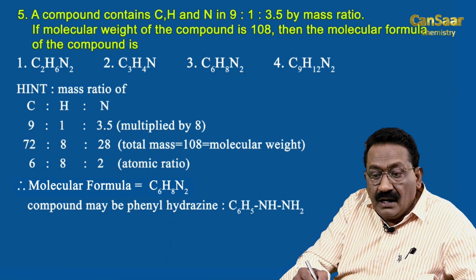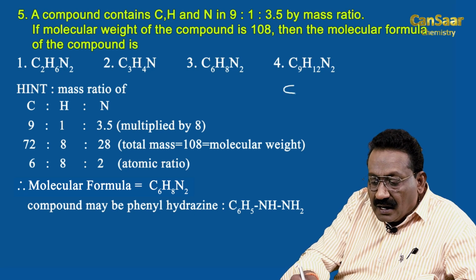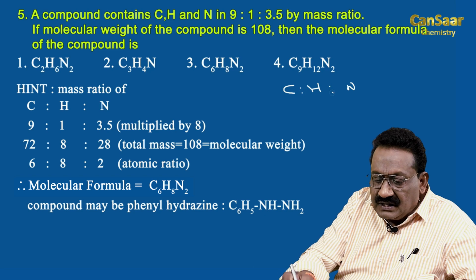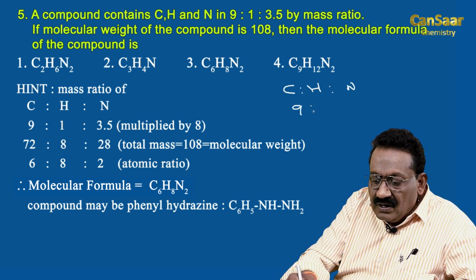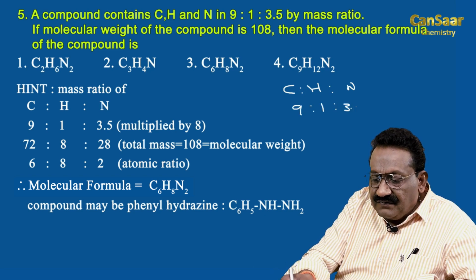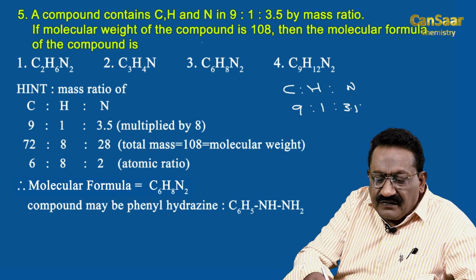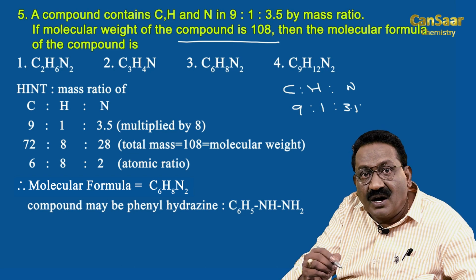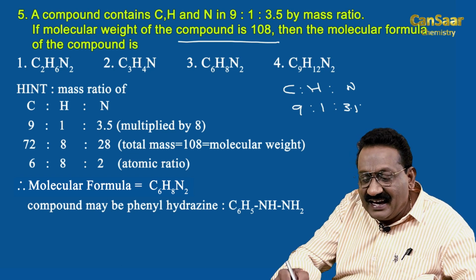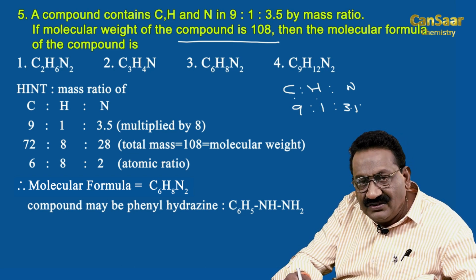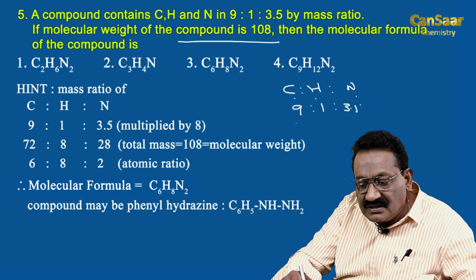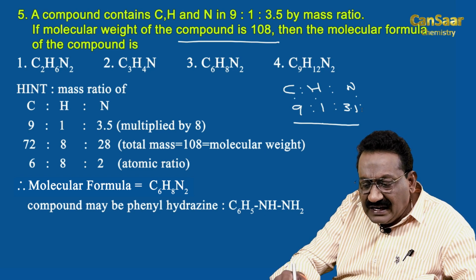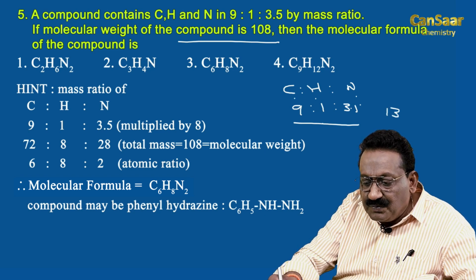So here a compound contains carbon, hydrogen, nitrogen by mass ratio 9:1:3.5, and the molecular weight of the compound is 108. Then the molecular formula is? Here the carbon, hydrogen, nitrogen mass ratio is 9:1:3.5, and if you add these masses we will get 13.5.